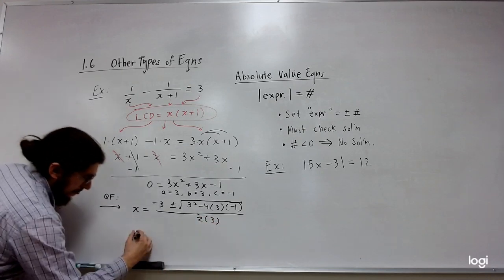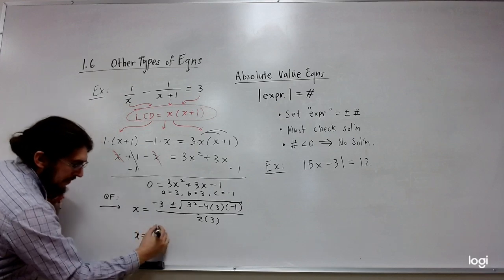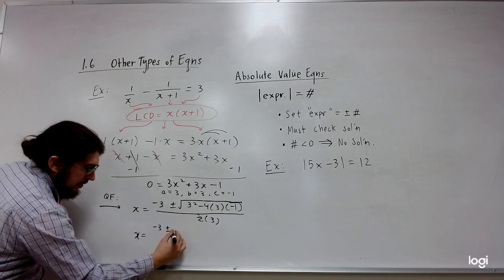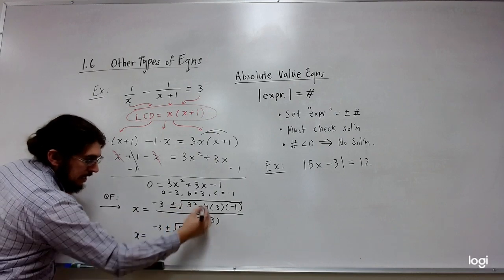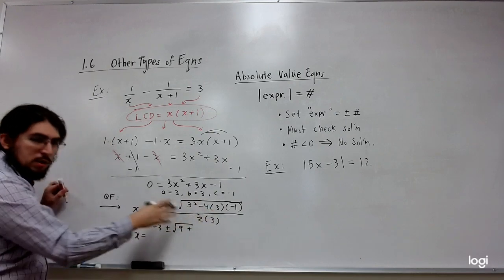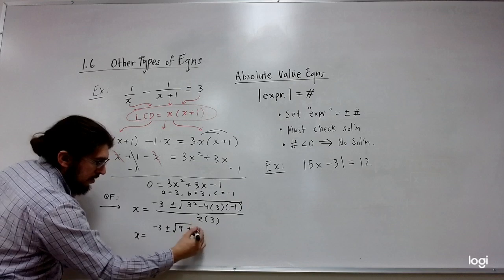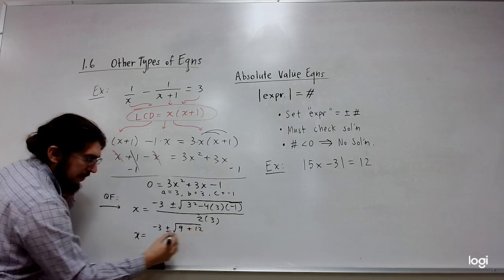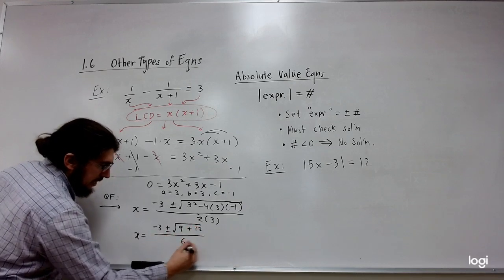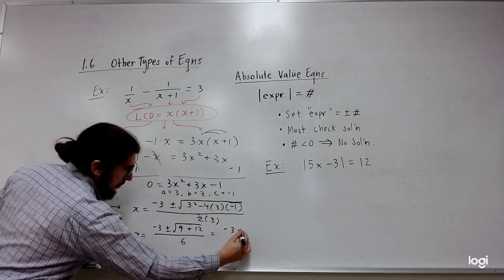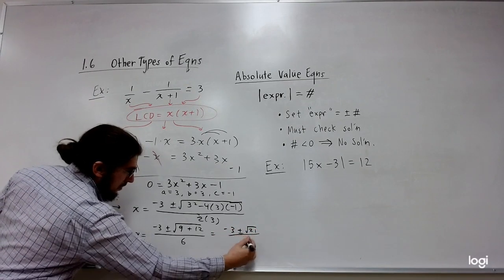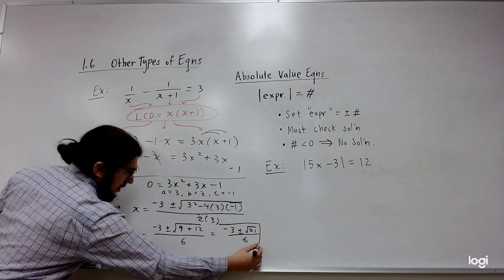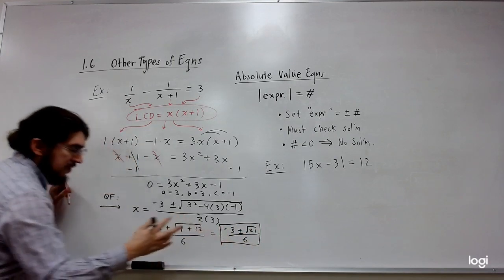Okay. I'm going to be a little quick about this, but we get negative 3 plus or minus the square root of, let's see, 3 squared is 9, double negative is positive, 4 times 3 times 1 ends up being 12. 9 plus 12, by the way, is 21, all over 6. So we get negative 3 plus or minus radical 21 all over 6. These are our solutions. There's 2 of them.